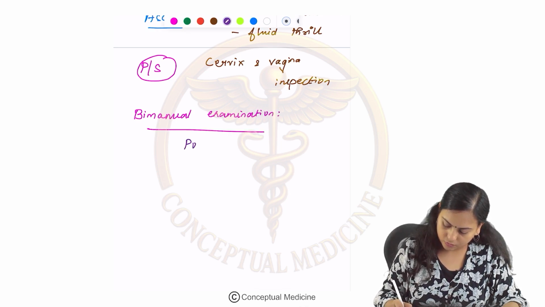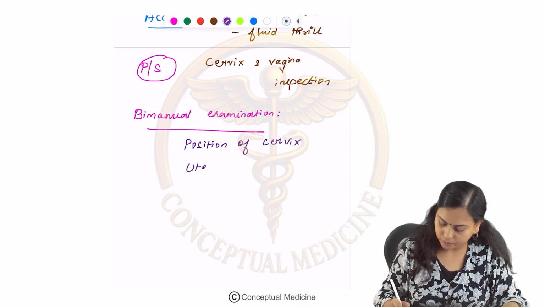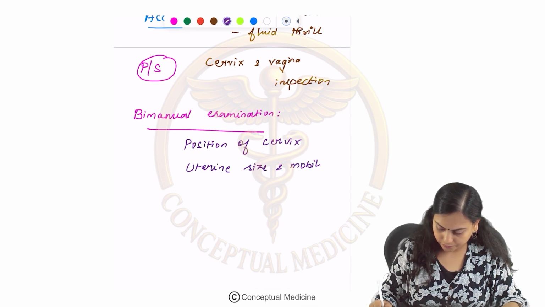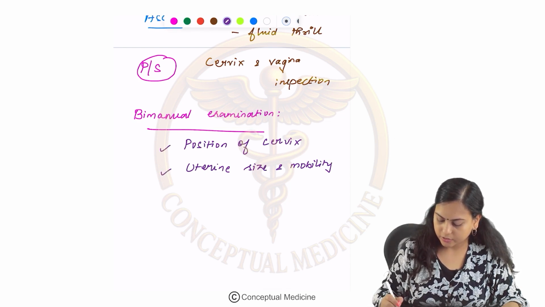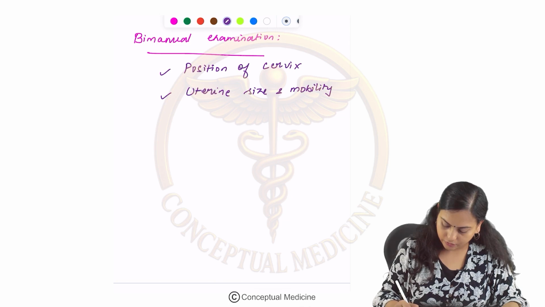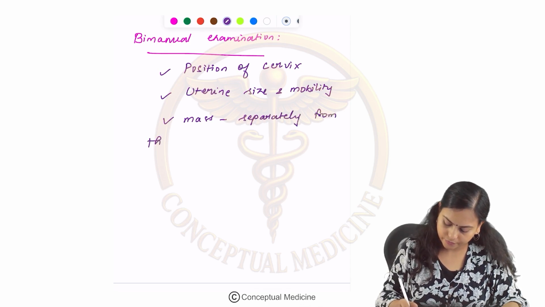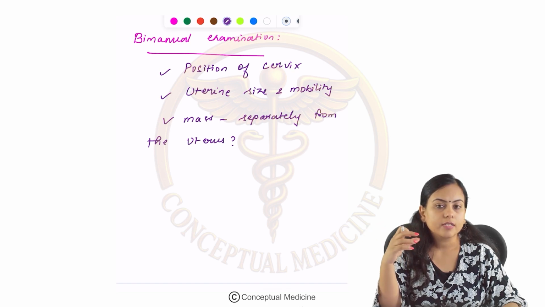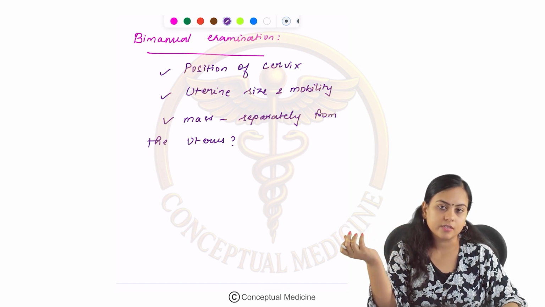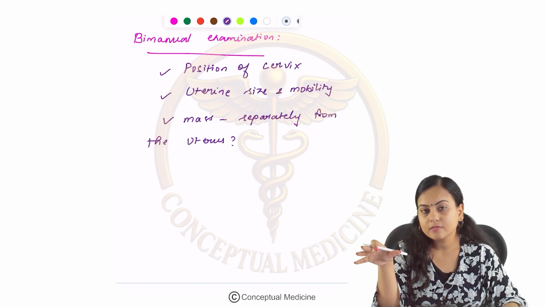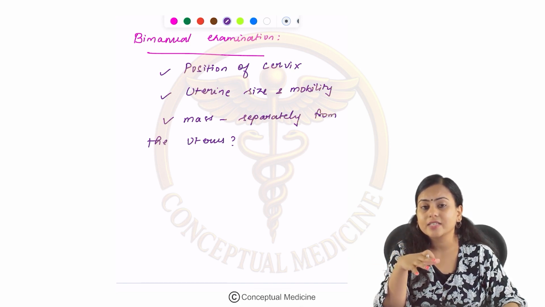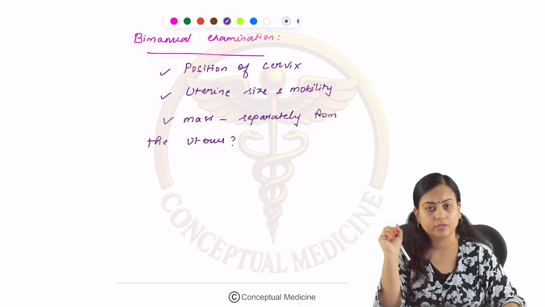You have to know the position of cervix, uterine size and mobility, and check if the mass is felt separately from the uterus or not. Because we know the ovary is situated somewhat distant from the uterus itself, right? So an ovarian mass will be seen distant from the uterus. If something is arising from the uterus means then it will be seen attached to the uterus, right?